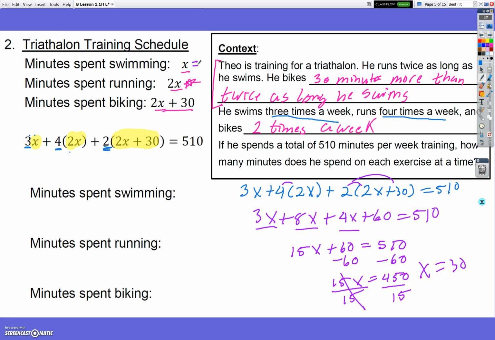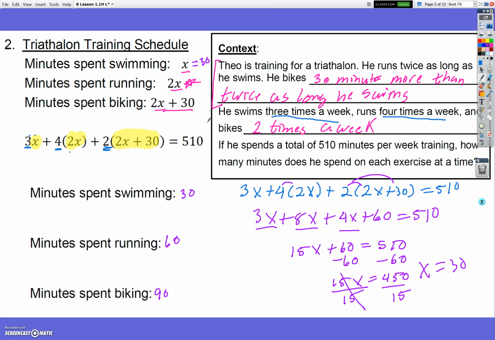That means the amount of time he spends swimming is 30 minutes, and this is per day. So every time he swims, it's going to be for 30 minutes. Not total in a week, but just that one day of exercise. So if he spends twice the amount of time running, we're going to do 30 times 2, which is 60. And the time biking is twice the amount of swimming, which is 60, plus an additional 30, is 90 minutes. So these are the amounts of minutes that he spent.